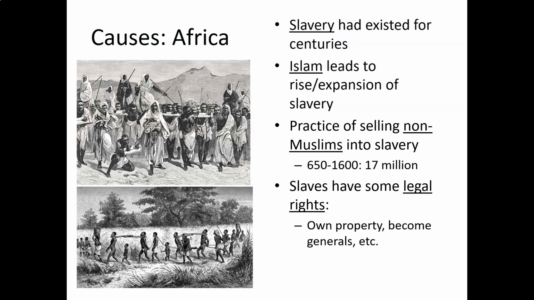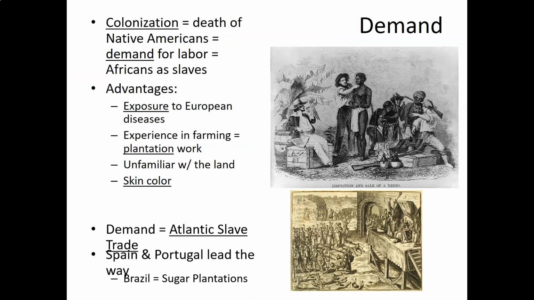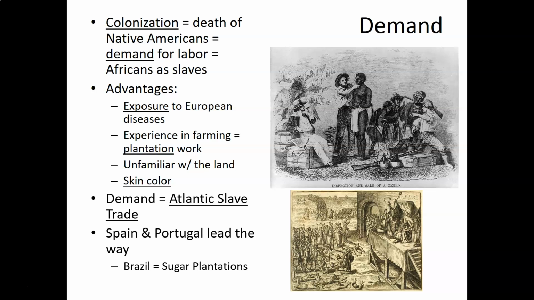Okay, but it's a little bit different in terms of the slavery that's going to actually develop in the Americas. It's not racially oriented. It's more a religious-based one, and some of the slaves actually have their own legal rights. They can own property, they can become generals, become politicians, or higher-ups within a government, and even gain their own freedom. So it's quite significantly different than what we're going to talk about in terms of the slavery that develops in the Americas.